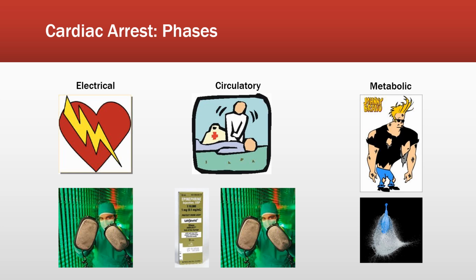The phases of cardiac arrest. Patients who suffer a cardiac arrest resulting in ventricular fibrillation go through several phases leading up to biological death. Those phases are electrical, circulatory, and metabolic. Pre-hospital interventions required depend on what phase they are in.